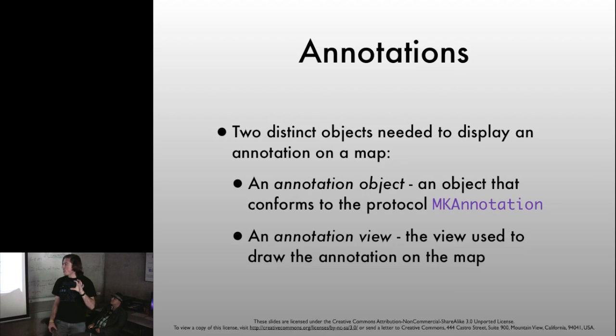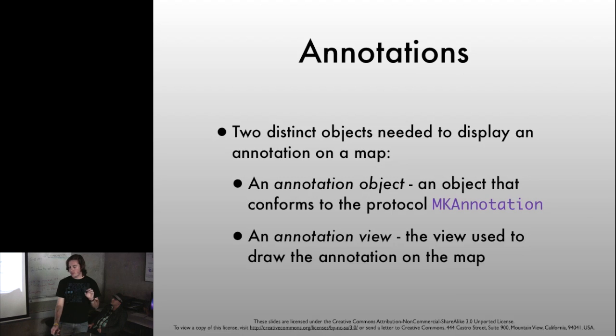So there are 2 things that you need to put annotations on the map. The first is an annotation object, which is just some object that conforms to the protocol MKAnnotation, which is a very simple protocol. It basically just has to store a coordinate. Then that annotation needs to be associated with an annotation view, which is the actual pin or target or whatever, the actual view that gets drawn as part of the map.